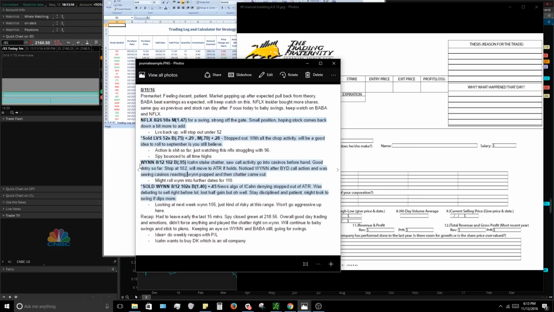And this is a better example when it comes to my trading journal here, was the win trade. I bought WYNN 102s. They were weeklies for that week at 95 cents. Yes, they are risky, but I got them at the money, and I saw pretty much the momentum before the actual chatter came out. You'll see here, Icahn stake chatter. Saw call activity go into casinos beforehand. Good entry so far. Stop out at 102. Basically, I was already in the money.